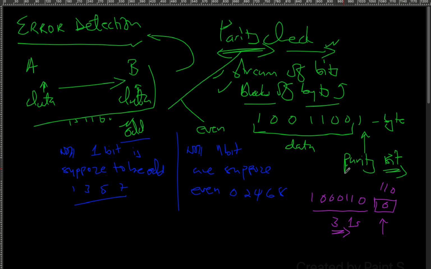But if this system was using even parity, then this would be a 1 to make sure that the number of ones is now even, because I already have 3. If I add another 1, then I'll have 4 ones, and 4 is an even number. Is it making sense?